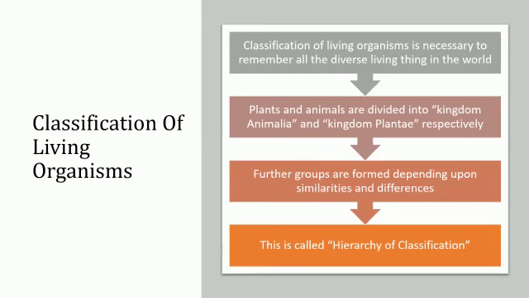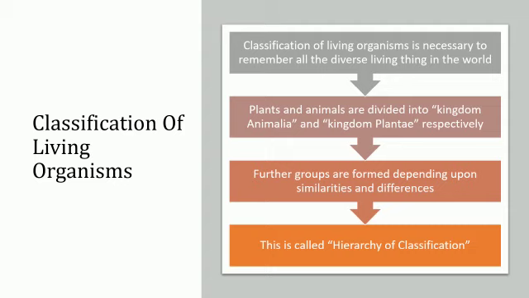Next we are going to study classification of living organisms. It is difficult to study and remember all the organisms present in the living world. Classification helps in this respect. Different scientists have used different criteria and identified and independently classified plants and animals.